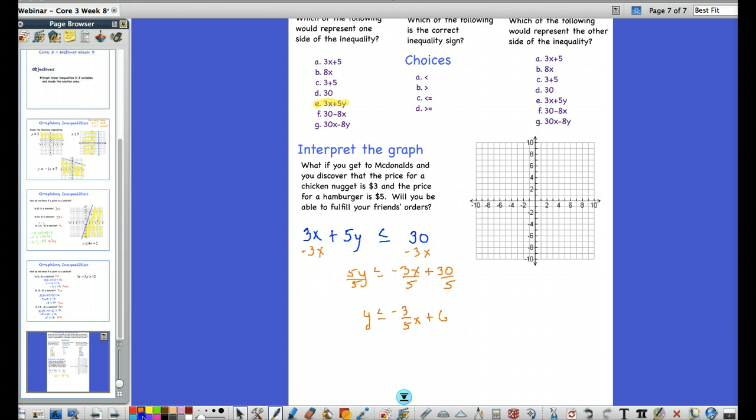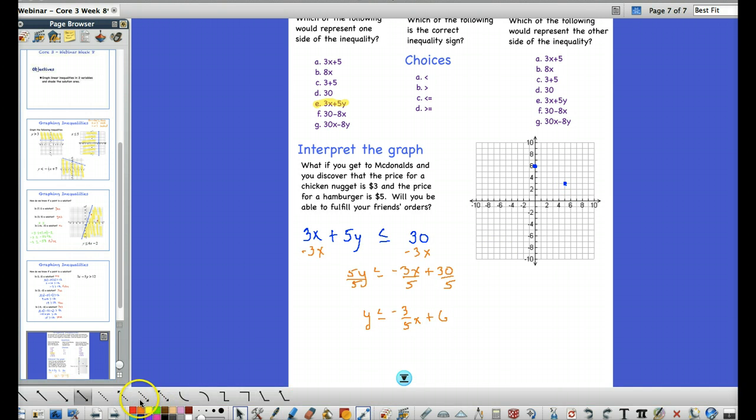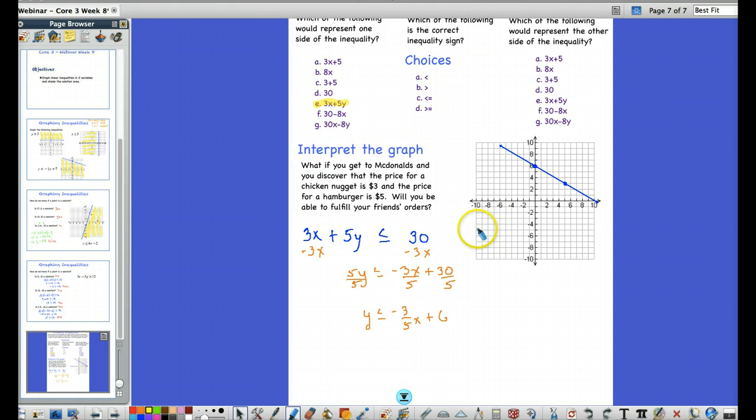All right, so what I'm going to do is plot my 6 at my y-intercept, and then my slope is a negative 3/5. So I'm going to go down 1, 2, 3, and then over to the right, 1, 2, 3, 4, 5. Okay, you guys, solid or dashed line? Solid, yeah, because it's less than or equal. So there you guys go. Am I going to shade above or below? Below. I want all my y's that are less than or equal to.